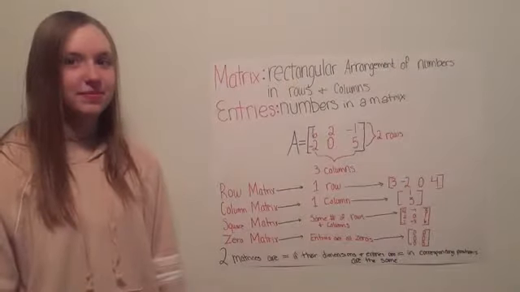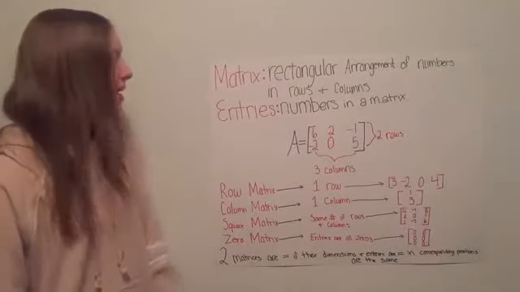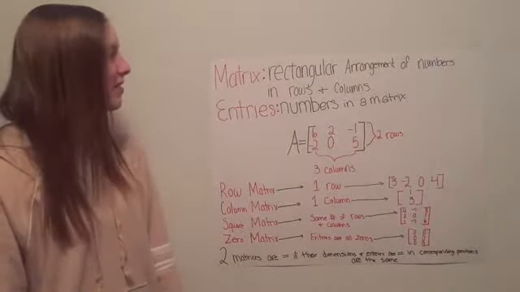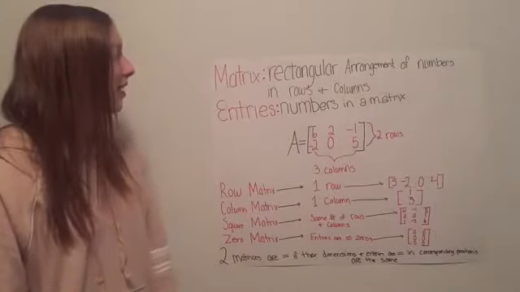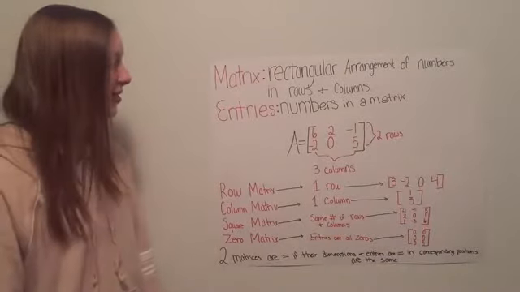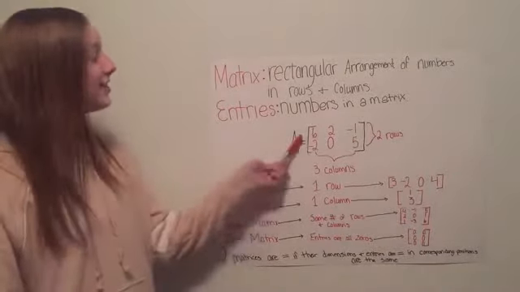In today's lesson, we will be learning about matrices. A matrix is a rectangular arrangement of numbers in rows and columns. An entry is a number inside of a matrix. This is an example of a matrix. There are 3 columns and 2 rows.